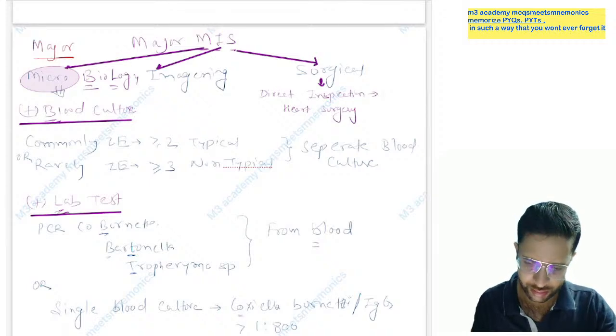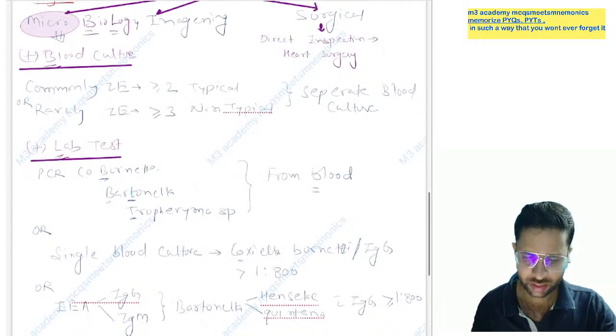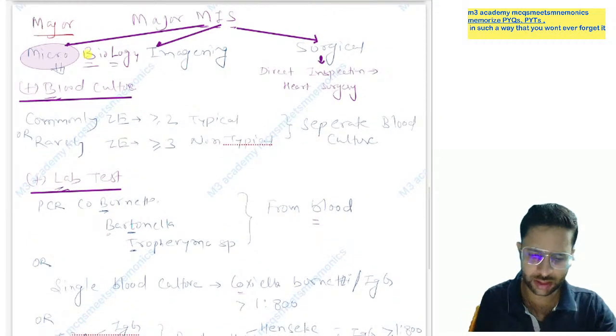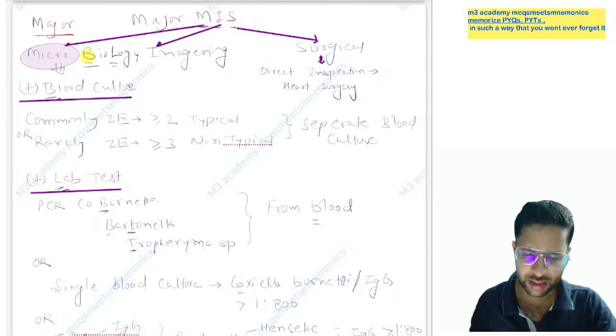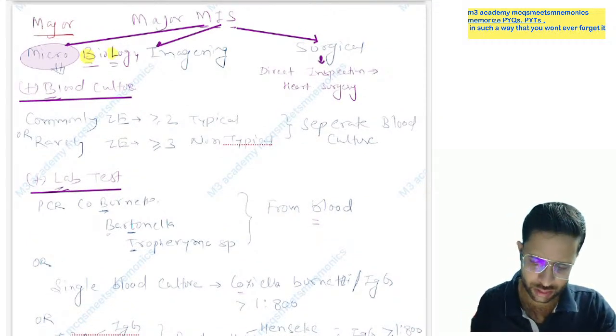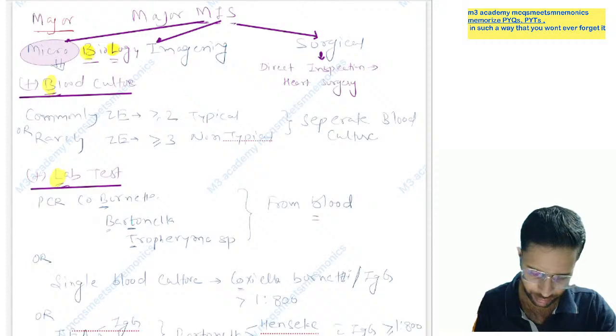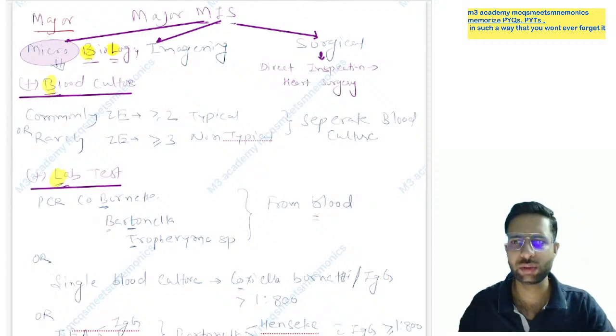Now first is microbiological. Microbiological has a spelling with B and L. So B for blood culture, L for lab test. So microbiological includes blood culture and lab test.